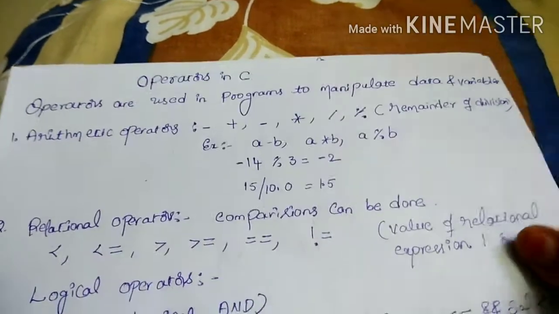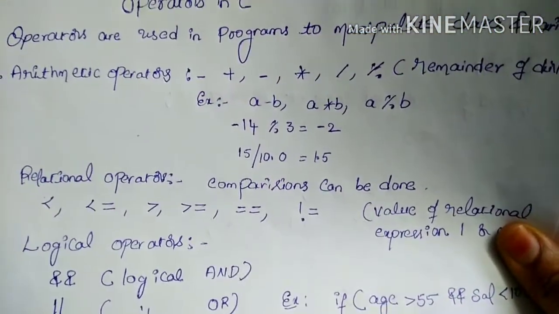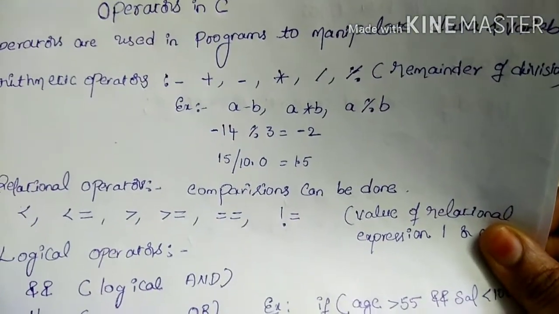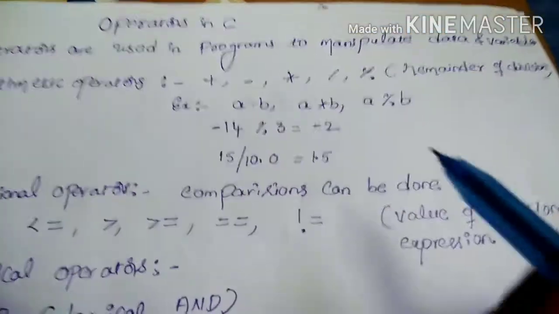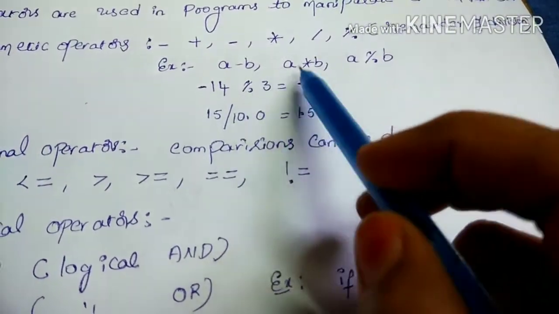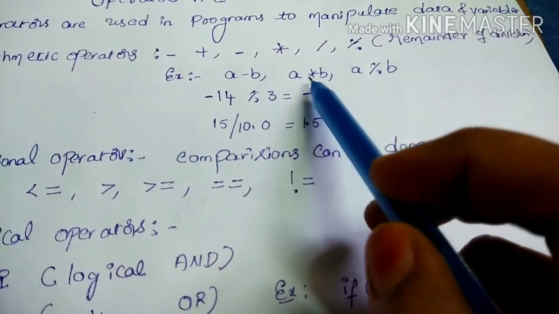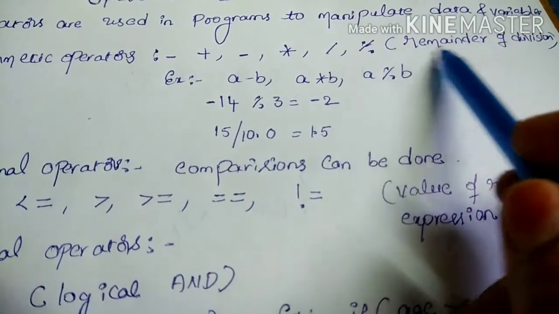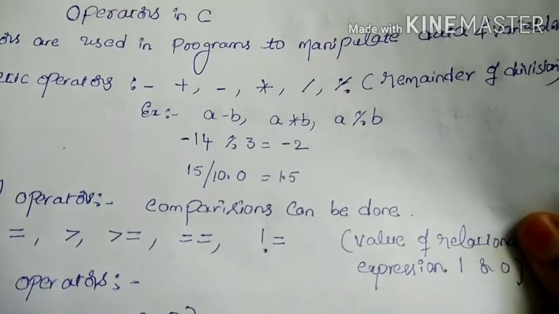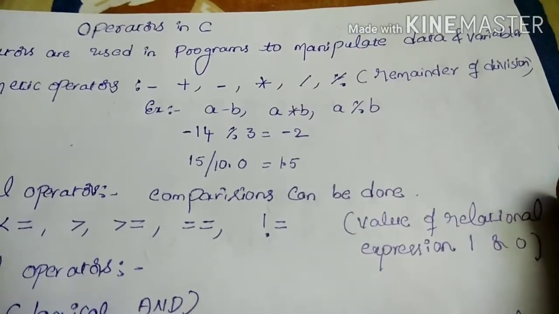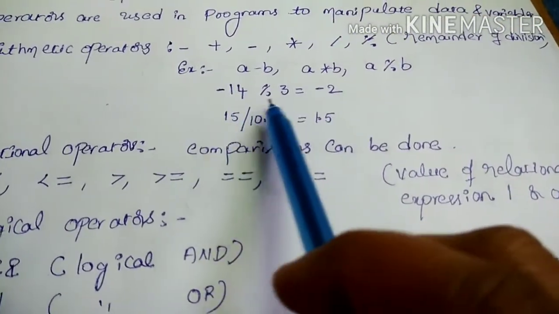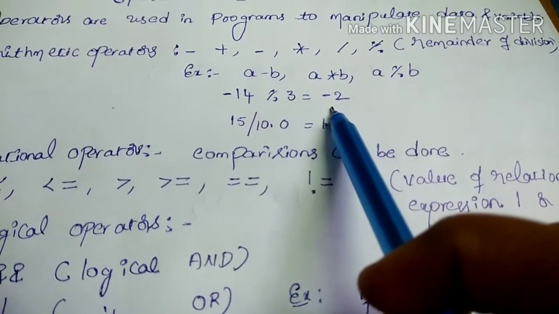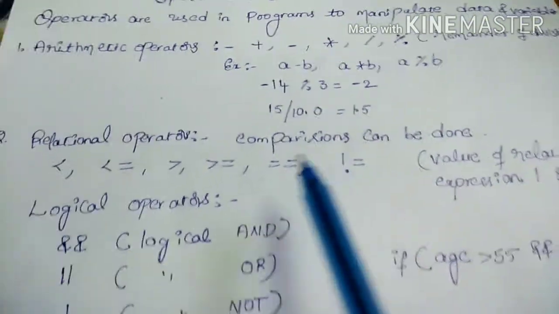So you know about arithmetic operators: plus, minus, asterisk, division operator slash, modulus operator. So a minus b, here a minus b we call an expression. A into b, into means the asterisk symbol you have to give. A mod b, the modulus operator, gives the remainder after the division. See here, minus 14 mod 3 is equal to minus 2. So what is the remainder here? Minus 2. That is the remainder from the modulus operator.